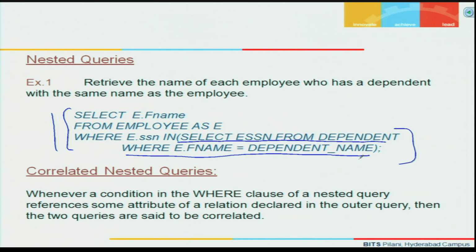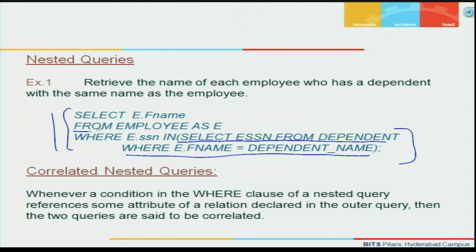For example, we need to retrieve the name of each employee who has a dependent with the same name as the employee. Let us assume that the situation is such that an employee can have a dependent with the same name as himself. That could be the case. In such a case, how can I do this? I can write this using a nested query.